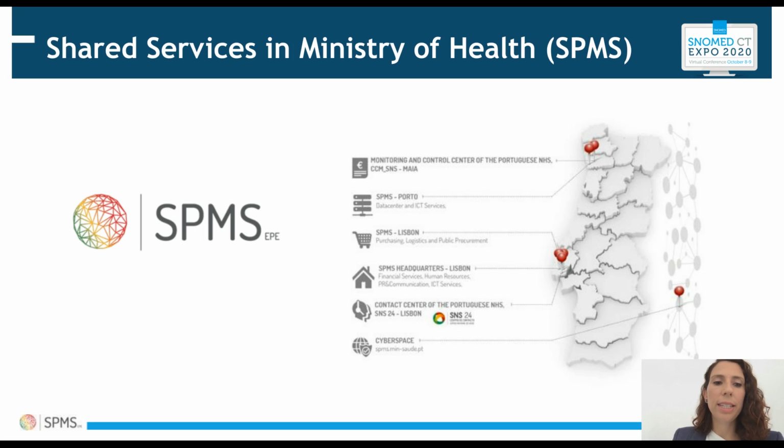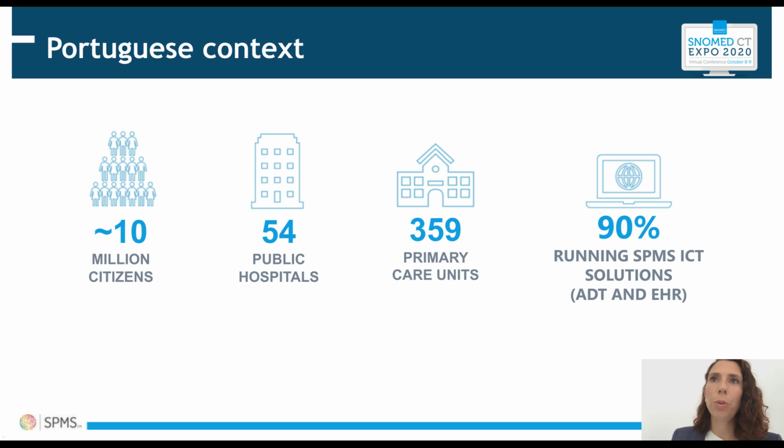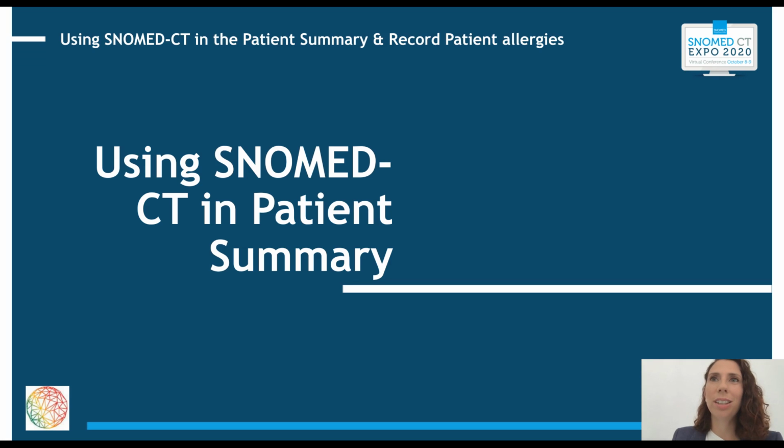Here we can see our geographic situation between Lisbon and Oporto areas. And now a few numbers. We are 10 million citizens, we have 54 public hospitals, 359 primary care units, and SPMS runs 90% of the information and communications technology solutions in the country.